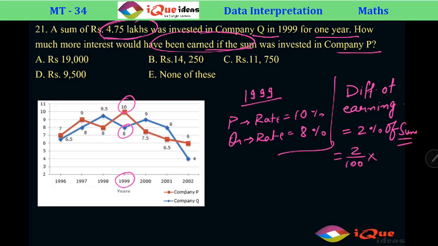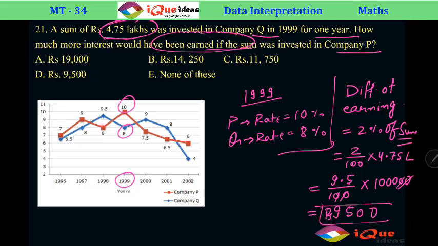So 2 by 100 into the sum, that is 4.75 lakh. Okay. So 2 into 4.75 will be 9.5 upon 100, and lakh means 100,000. So two zeros are cancelled. Alright, so it is 9.5 into 1000. So it is 9,500 rupees and this would be the difference value. This is the question asking how much more you could have earned. See, in terms of percentage, you could have earned 2% more. 2% on what? 2% on the principal amount. Principal amount is 4.75 lakhs. So clearly D option 9,500 is the correct answer.